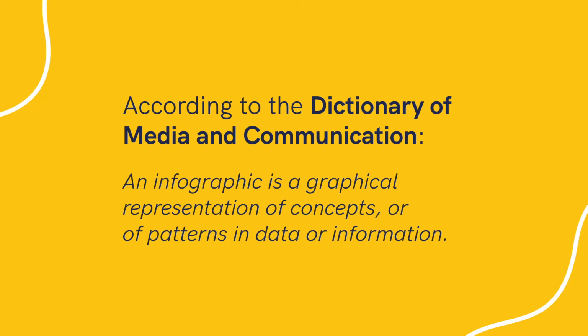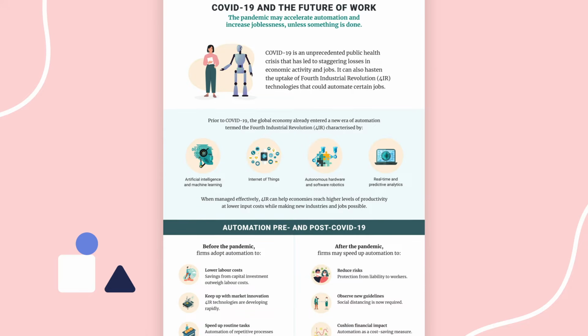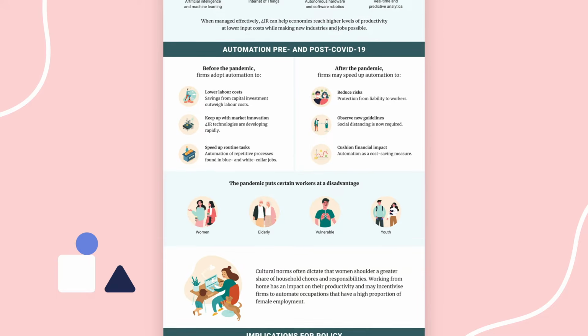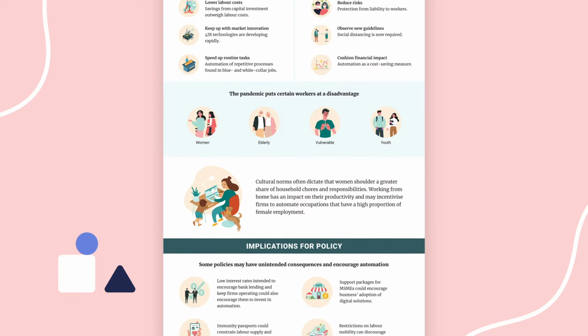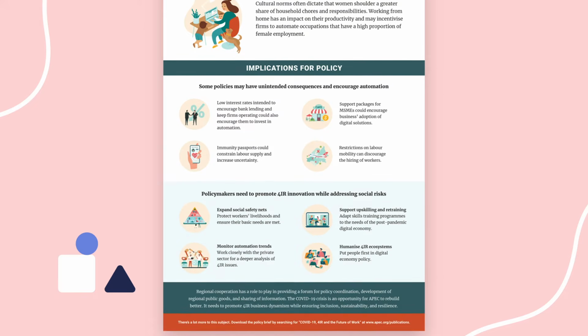According to the Dictionary of Media and Communication, an infographic is a graphical representation of concepts or of patterns in data or information. In the book Infographics, The Power of Visual Storytelling, authors Lanko, Ritchie, and Crooks define infographics as a medium that uses visual cues to communicate information. The widespread use of infographics happened around the same time that internet gained popularity, in the late 1980s and early 1990s. However, the history of infographics goes as far back as cave symbols, from 37,000 years BC.